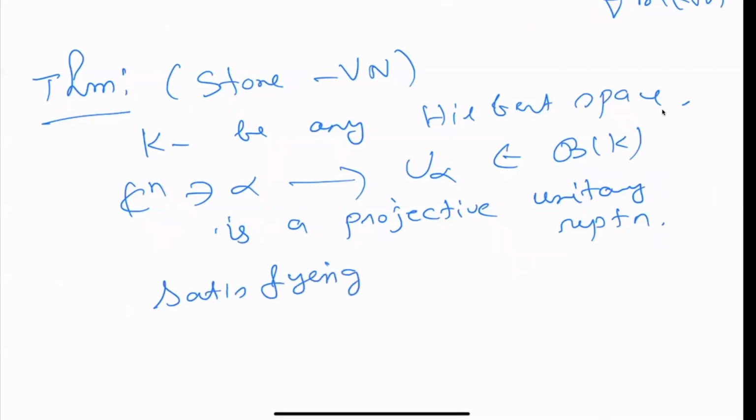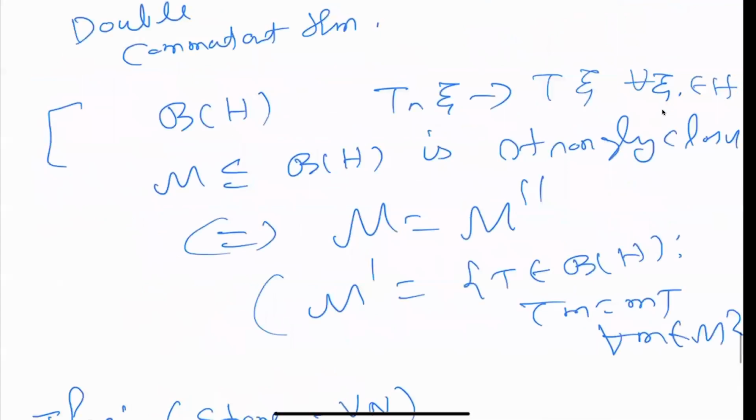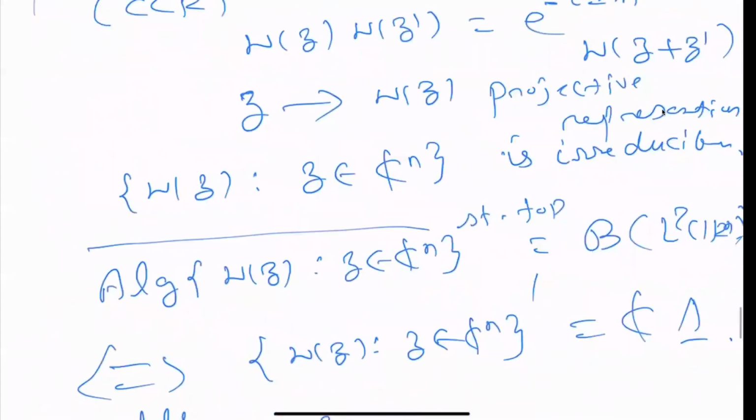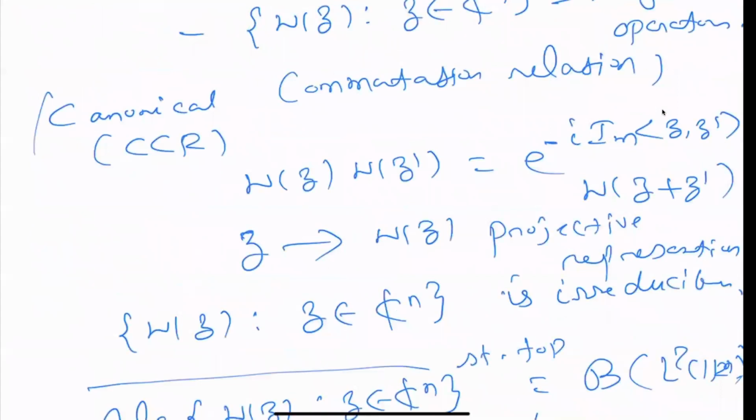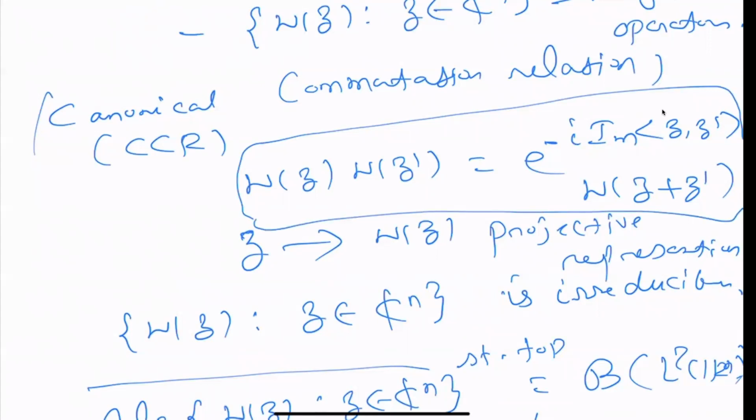The Stone-von Neumann theorem says that any representation which satisfies the Weyl commutation relation is unique up to unitary. That's what it says. Any representation which satisfies the Weyl commutation relation, which is here, is unique up to unitary. I am going to state this.